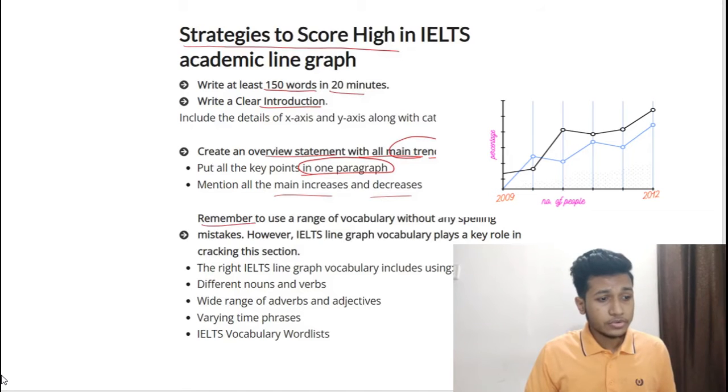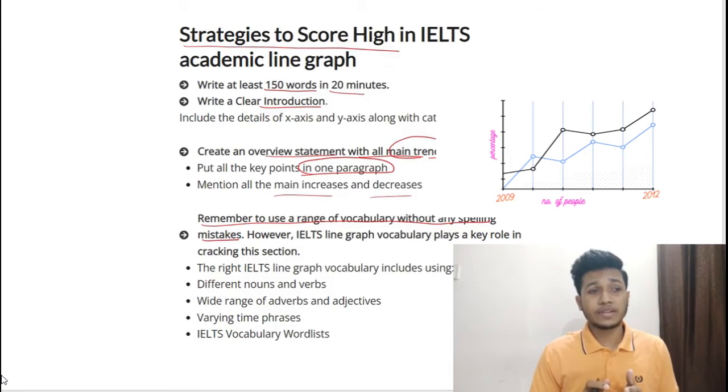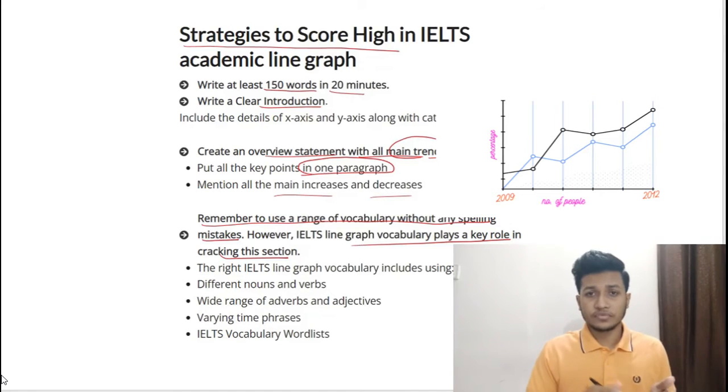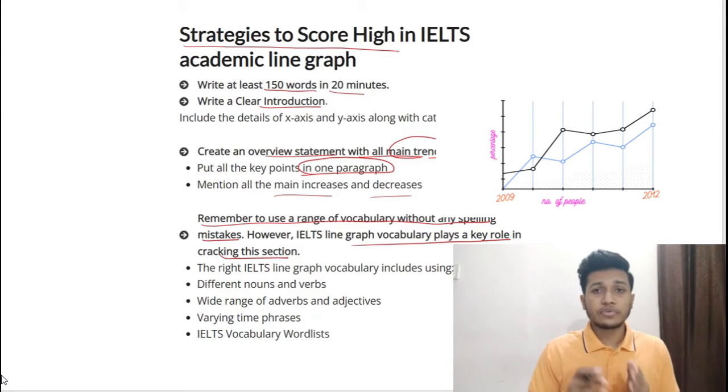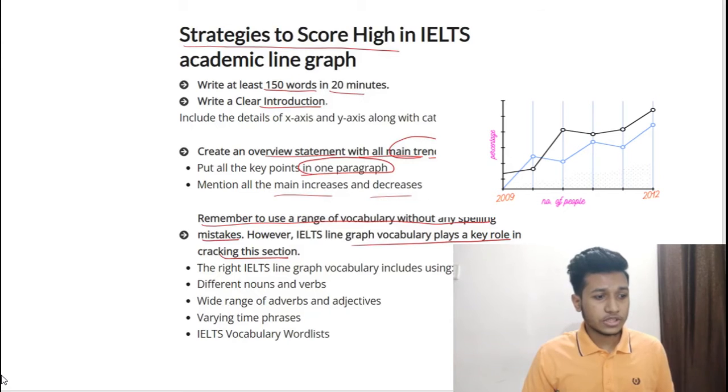Then the fourth one is: remember to use a range of vocabulary without any spelling mistakes. Please don't make any spelling mistakes. For IELTS, I think the examiner will feel funny if you make a spelling mistake, and if it is an obvious spelling mistake then it will be very bad for you, so try to avoid spelling mistakes. However, IELTS line graph vocabulary plays a key role in cracking this section. For any sort of graph, especially for graph writing, there are a few keywords and vocabulary that should be used. I will discuss this within a few minutes, so stick to the video.